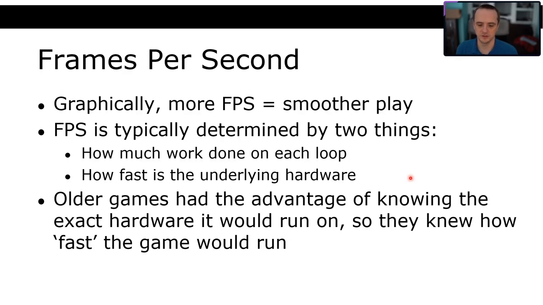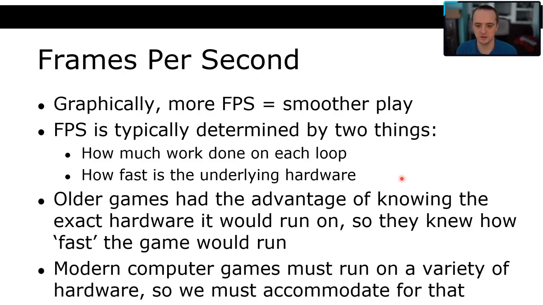So older games had the advantage of knowing the exact hardware they would run on. I talked about this with the NES. So they knew how fast the game would run. But modern computer games must run on a variety of hardware, and so we actually have to accommodate that now, right?